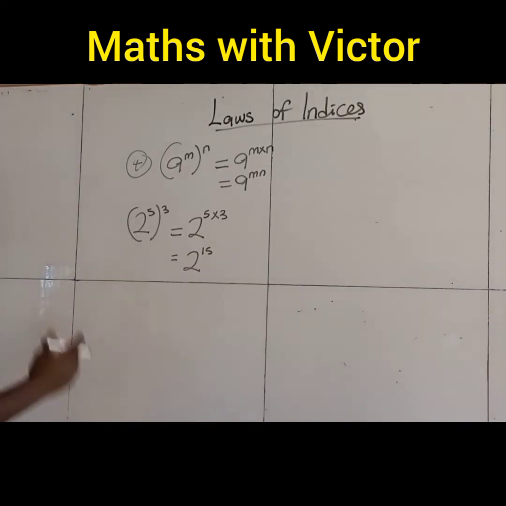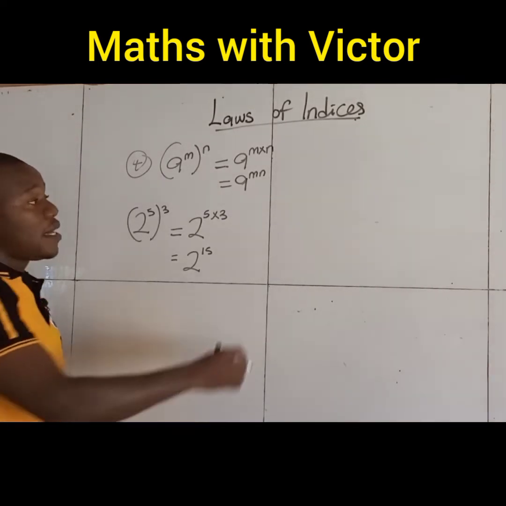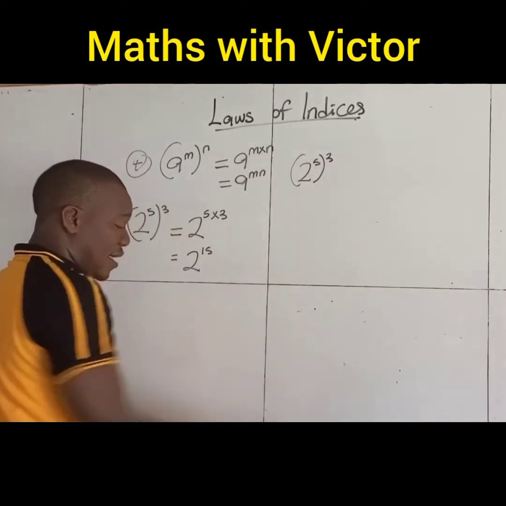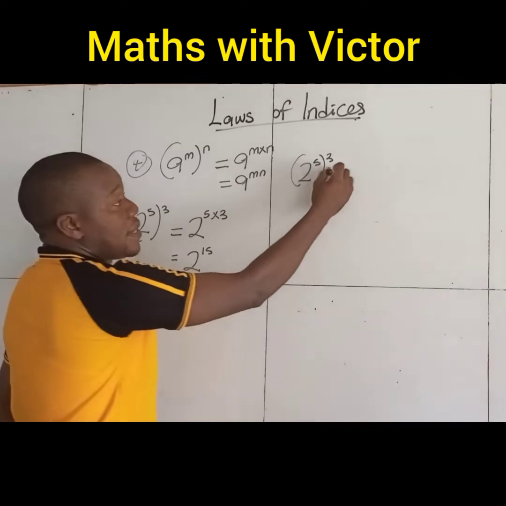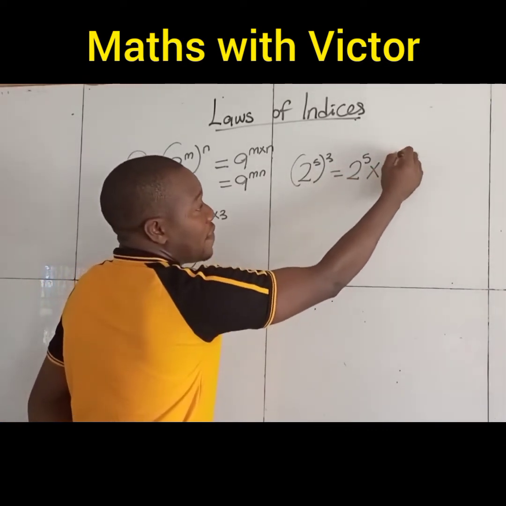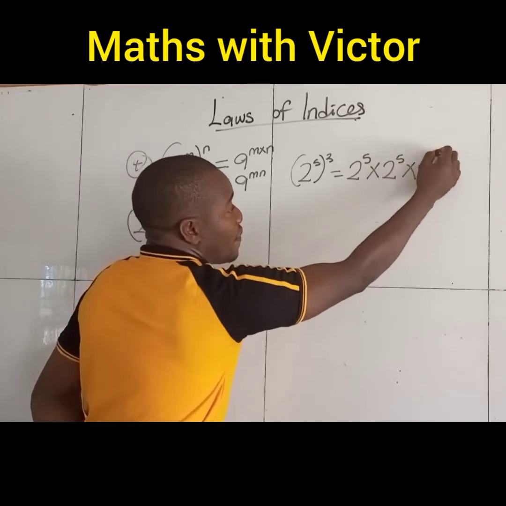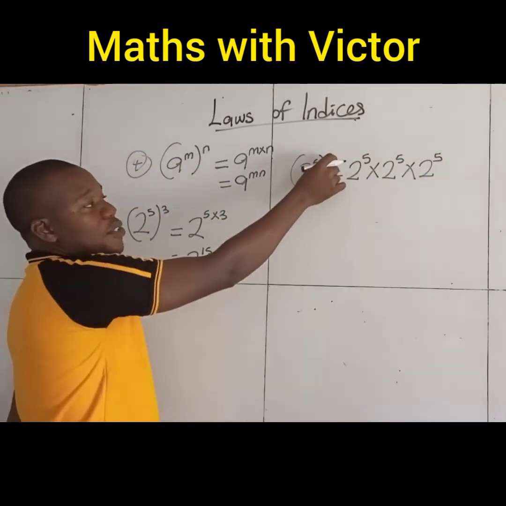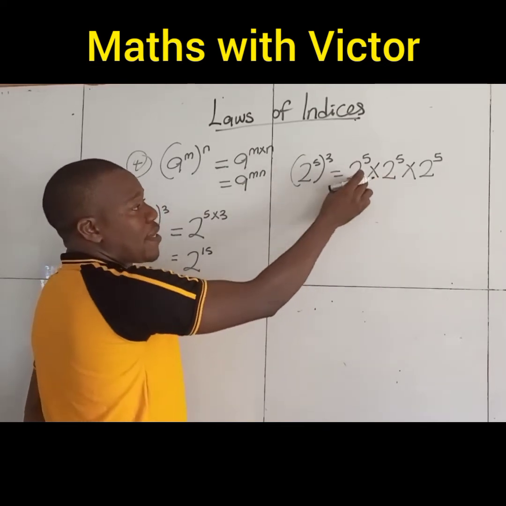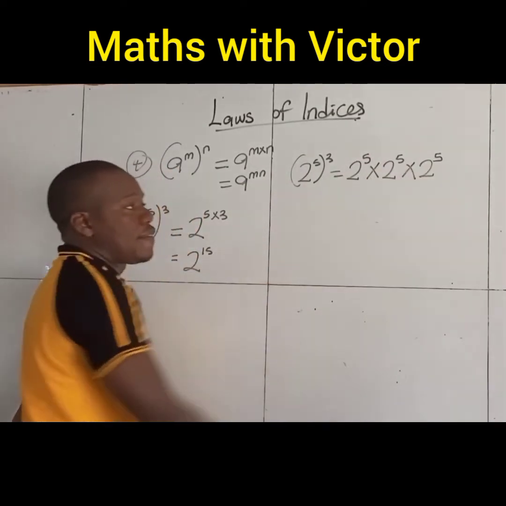Of course, I can also show this using the extended form of multiplication, that 2 raised to the power 5 to the power of 3 means the same thing as 2 raised to the power 5 times 2 raised to the power 5 times 2 raised to the power 5. Because this quantity we are raising to the power of 3, so we'll multiply it 3 times by itself. 2 raised to the power 5, 2 raised to the power 5, 2 raised to the power 5.